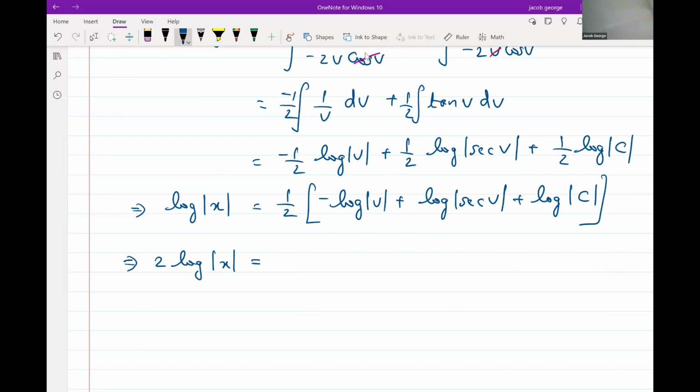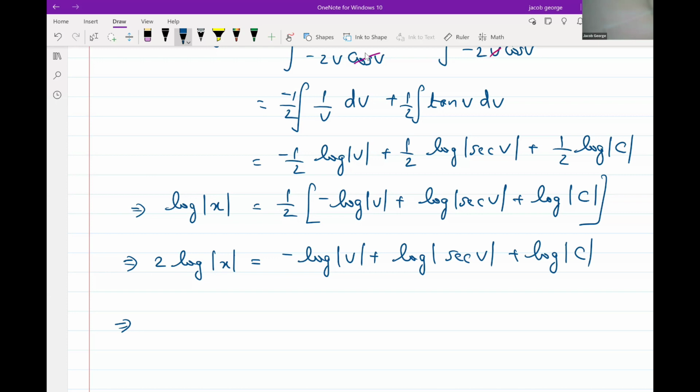Equal to minus log mod v plus log mod sec v plus log mod c plus log mod c. Okay. This 2 log x we can write as log mod x square, because r log a is log a square.